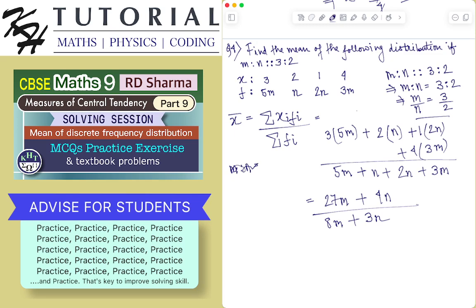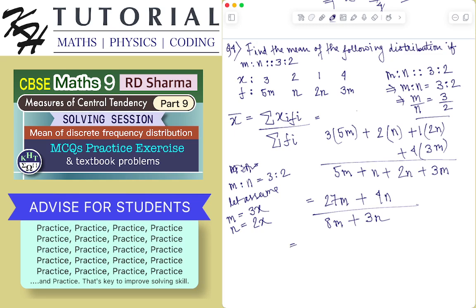So I can say that m is to n, one way of doing it is that we know m is to n is equal to 3 is to 2. Let's assume, based on the ratio, m is 3x and n is 2x. It is not necessary for us to solve the value of x, because we just need to find the mean.